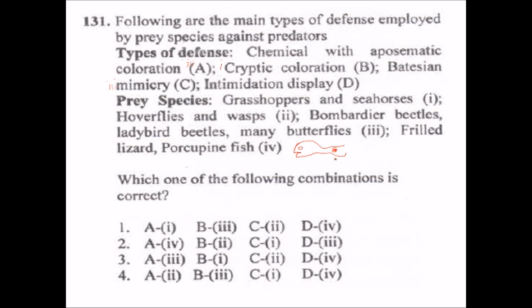So how does it protect itself? What happens when anyone sees its tail with the black spot? They predict that it's an eye, or that the fish is facing toward this side, so they will attack toward this side, and the fish gets intimidated of the attack and is able to escape from the predator. Such a type of display, which is not the eyes but is displaying like the eyes, is known as intimidation display. So the answer will be number 3.